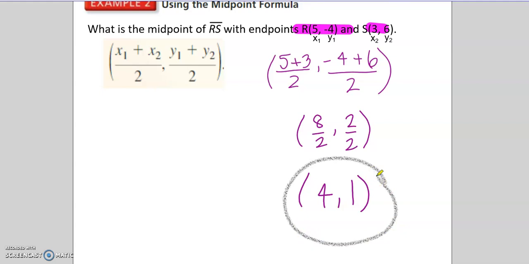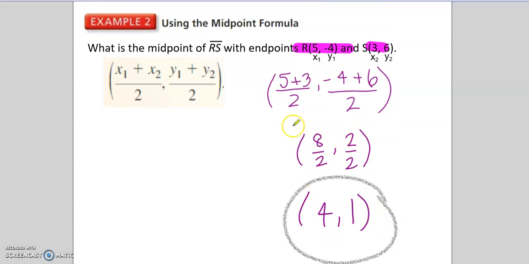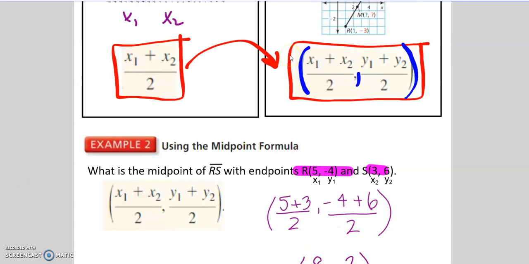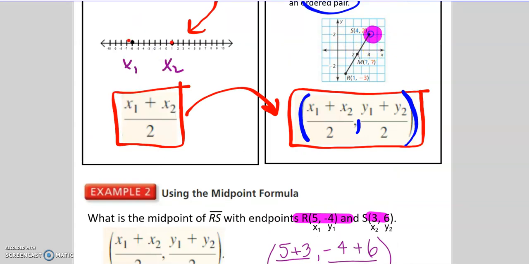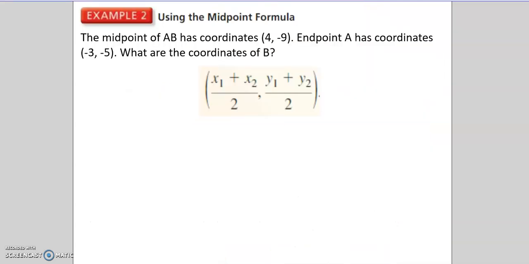There's my midpoint, guys. Notice it's a point, like it's an ordered pair. Parenthesis, comma, parenthesis. Okay, that's how we find midpoint. That's all it is. Something similar, but a different type of example. Notice how we called these endpoints. So if we look back into this visual, here's an endpoint, here's an endpoint. This is the midpoint. Okay, check out this one.